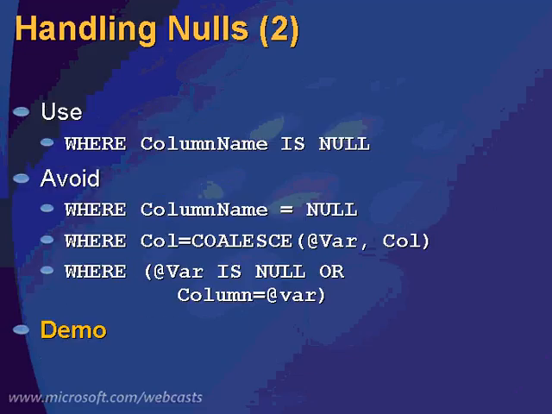So how do you compare to a null? Well, you use the isNull predicate. So you say where column name is null. So avoid the where column name equals null.